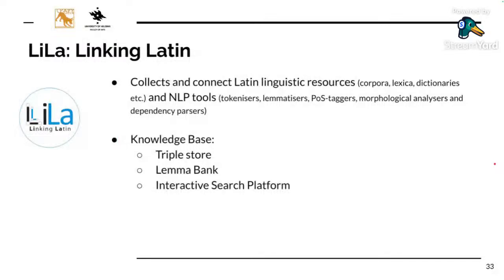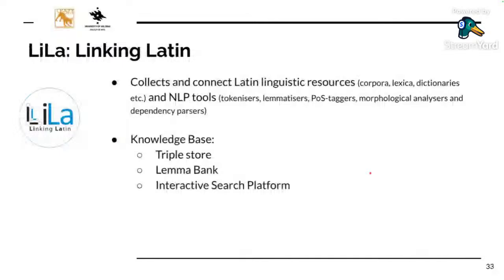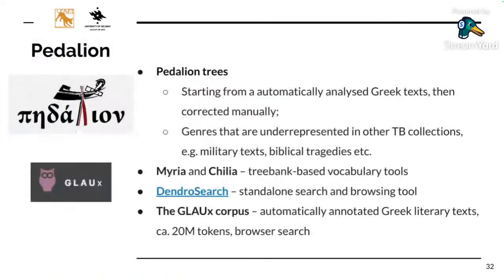Then, oh, and also there is the Latin version coming soon. If Latin is a thing that you are interested in, there's this brilliant project, LiLa, Linking Latin, that has not just the corpora, but a whole knowledge base where you can do all sorts of linguistic queries on many different levels. It's really worth checking out, and they also have a really cool search platform that you can go and play with. And let's not forget about the Pedalion project.